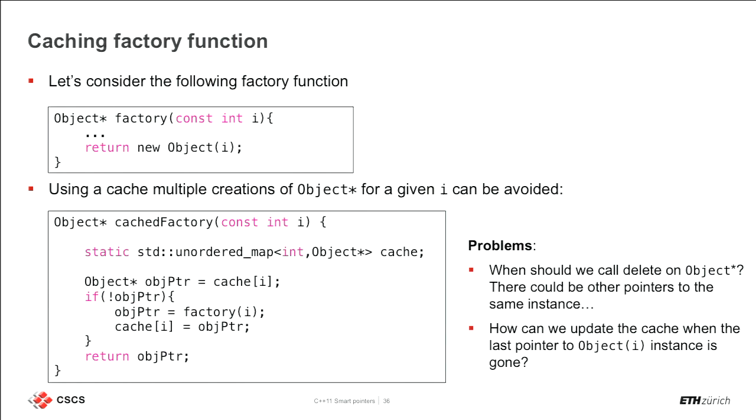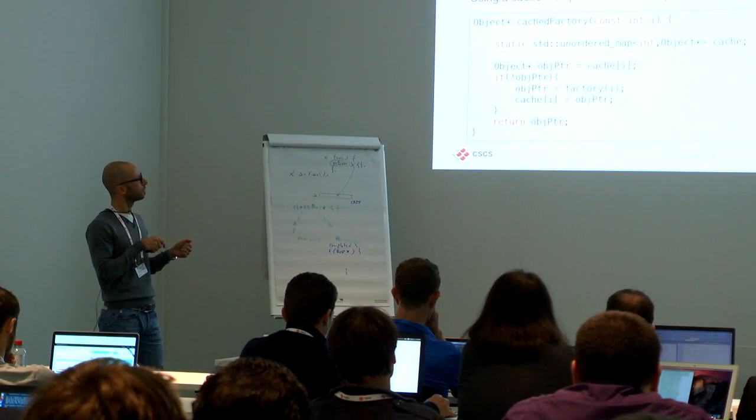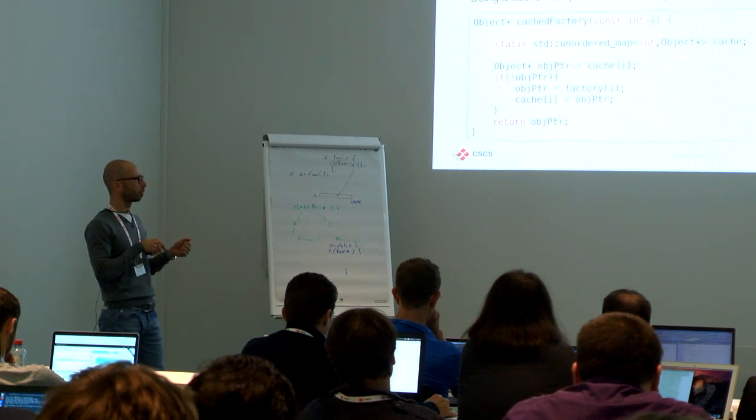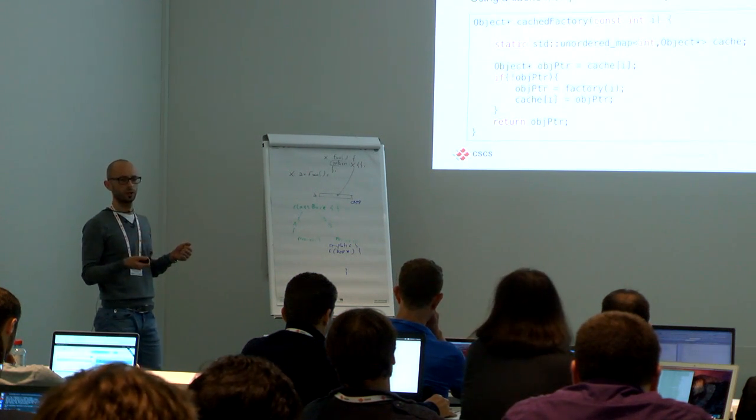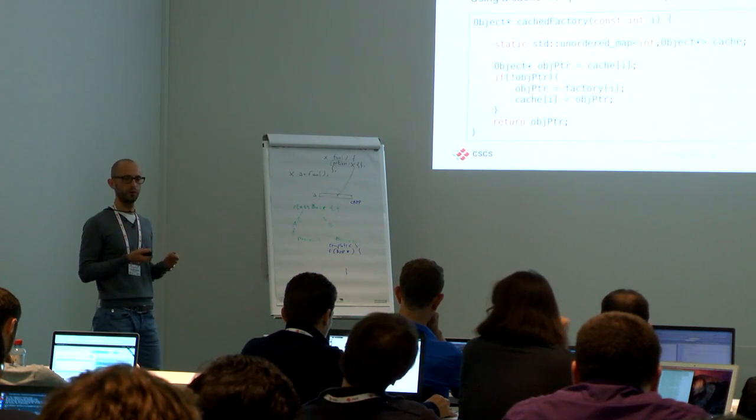You are creating the object for the first time, and you start to use it, and then you call this cached factory function in another point of your code. You are getting new pointers for the same set of parameters that are all pointing to the same memory location, but at some point you will need to delete the object itself, because otherwise at the end of your code you will have a memory leak.